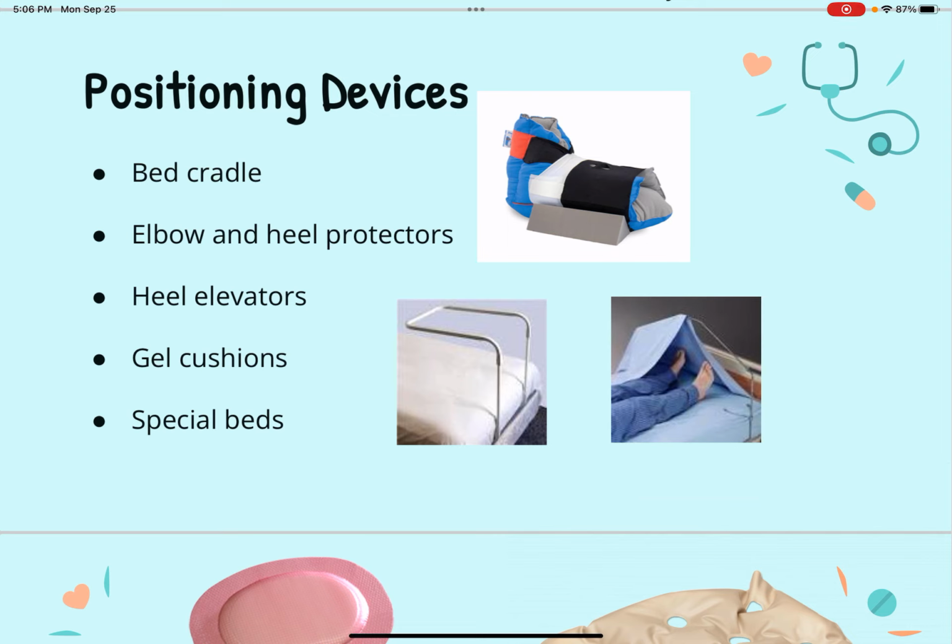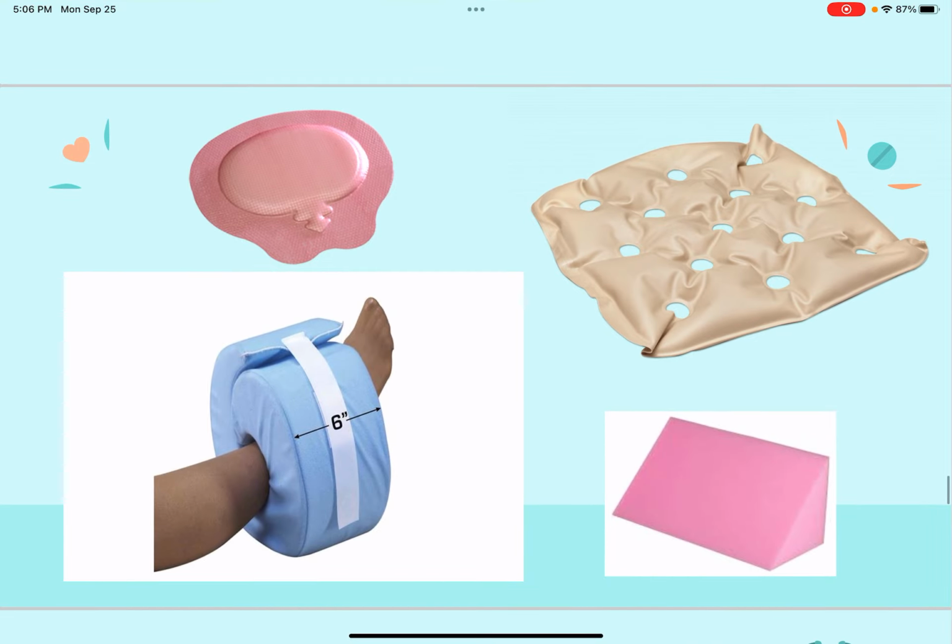Here are some examples of positioning devices. A bed cradle is a metal frame placed on the bed and over the person. Top linens are brought over the cradle to prevent pressure on the legs, feet, and toes. Bed cradle is seen in the bottom left and right pictures. Elbow and heel protectors, heel elevators, gel cushions, and specialized beds are also used to prevent pressure injuries.